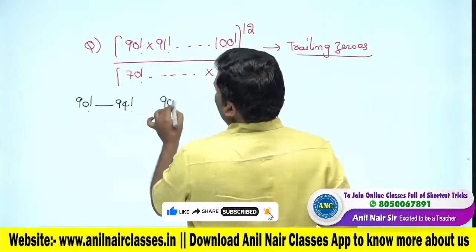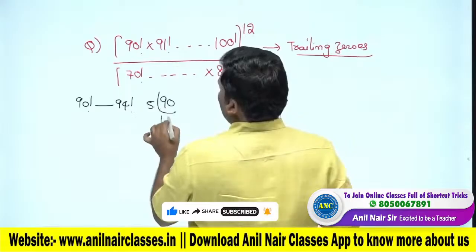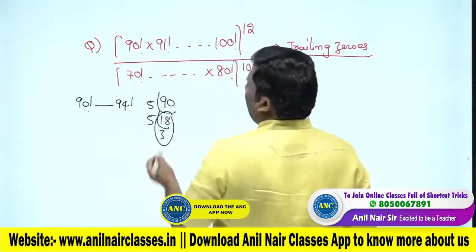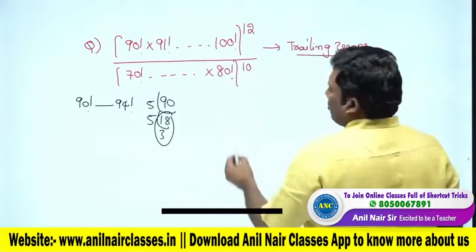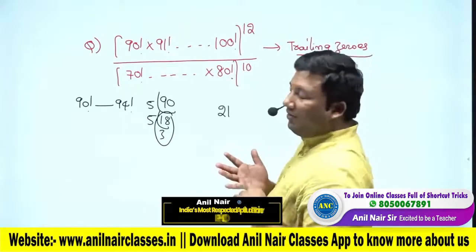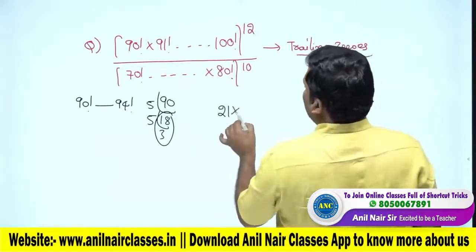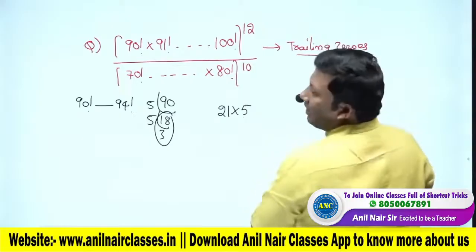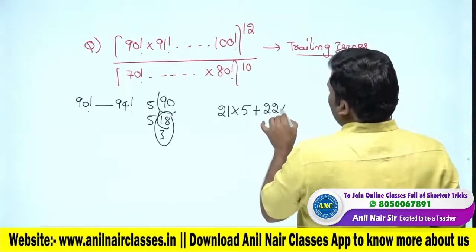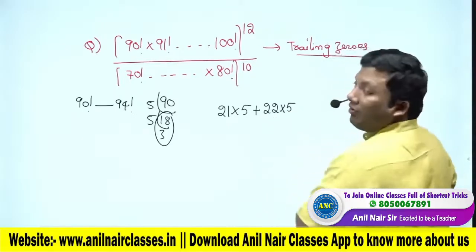Step number 1. We will do it for the smallest number. 5 18s are 90. 5 3s are 15. 18 plus 3, 21. So I will get 21. For 90, I will get 21, and the same for 91, 92, 93, 94. Then for 95, there will be an extra 1, so 22 into 5. Are you all with me?